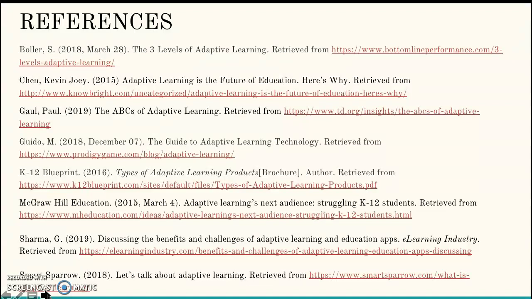All in all, the growth in adaptive learning is due in part to a realization that outcomes are best achieved through personalized instruction and teaching each student and not just the class as a whole.